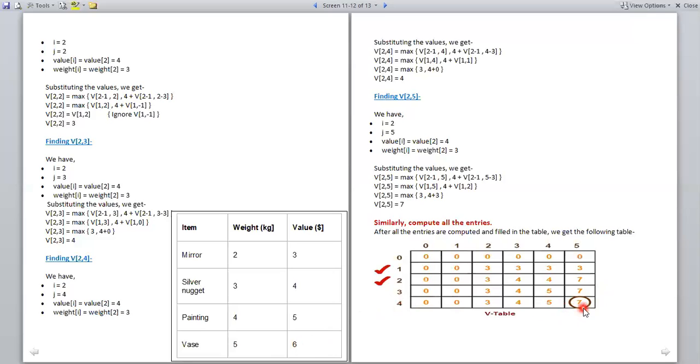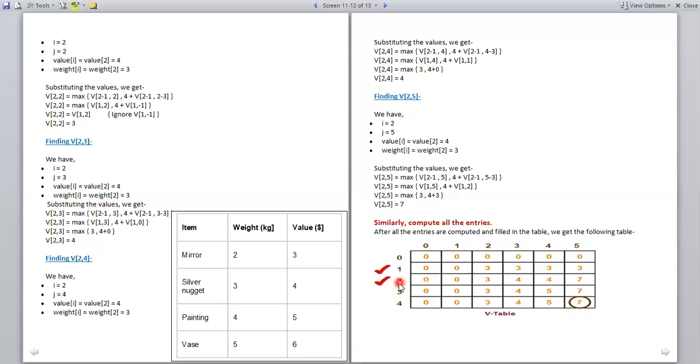Next we move up to the previous row, and again we search, is there any 7 in the previous row? Yes, we can find the 7 in the previous row. That means this 7 is also not generated based on the third item. So we move up to the previous row. Is there any 7 in the previous row? No, there is no 7 in the previous row of the same column. So finally we find out the 7 is generated for the corresponding item 2.